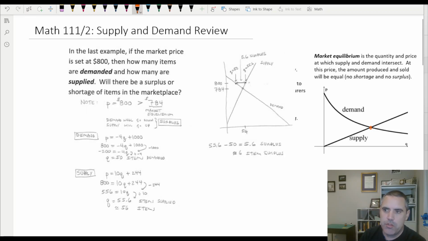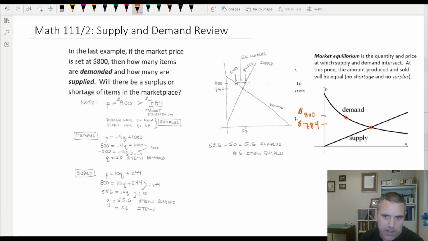We said, okay, once you know that your equilibrium price is $784, what happens if the market price that year is higher? What's going to happen? So the price is a little higher than we thought the market equilibrium was going to be, $784. The price was a little higher. Fewer people are going to demand it.